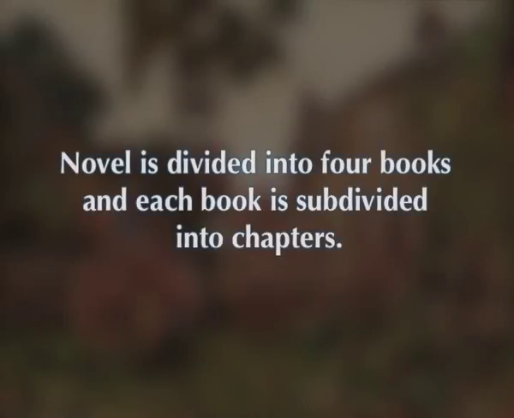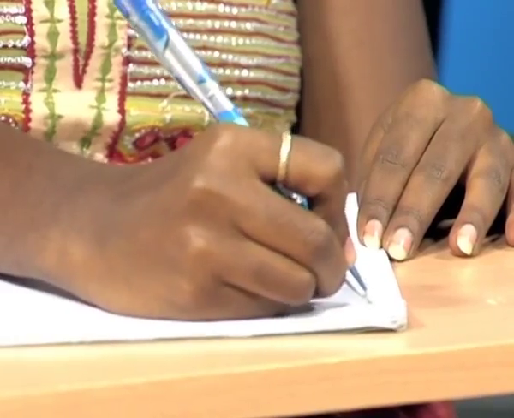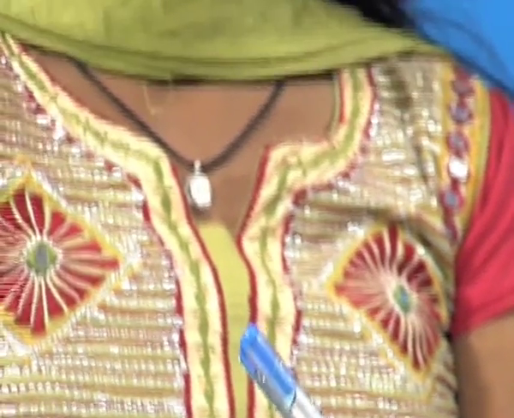Plot and critical analysis of the novel, Book 1. The novel is divided into 4 books and each book is divided into chapters. Book 1 begins with the introduction of characters like Parson Adams, Mrs. Slipslop, Squire Booby and Lady Booby, with which Fielding sets the stage.